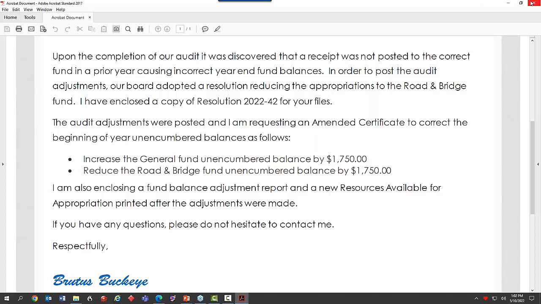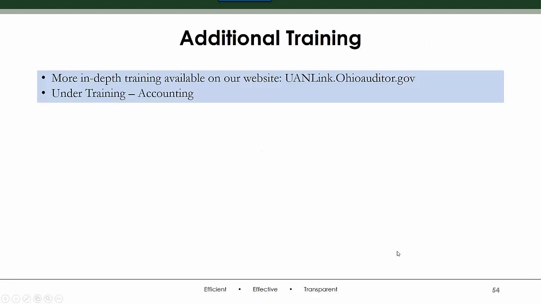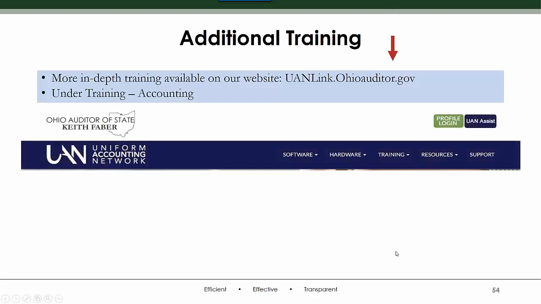Whether the governing board ever increases the general fund's appropriations would be happening at the next meeting. You know, do they really need that extra $1,750, or are they going to leave it unappropriated? Again, we have more in-depth training on our website, and I will be posting this video as well.